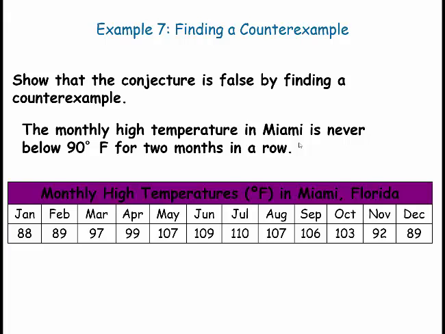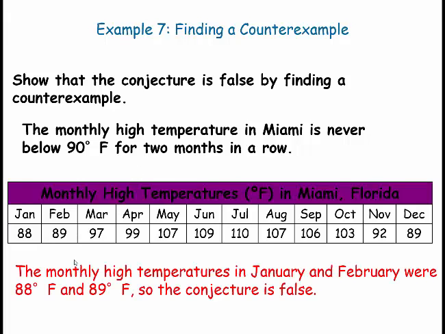All right, again, show the conjecture is false by finding a counterexample. The monthly high temperature in Miami is never 90 degrees Fahrenheit for 2 months in a row. So I've got this chart here that shows the monthly high temperatures in Miami. Well, if you look here, the monthly high temperatures in January and February, 2 months in a row, were both less than 90 degrees, so the conjecture is false.